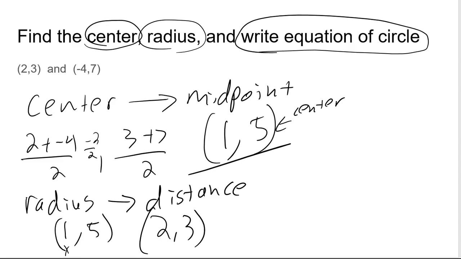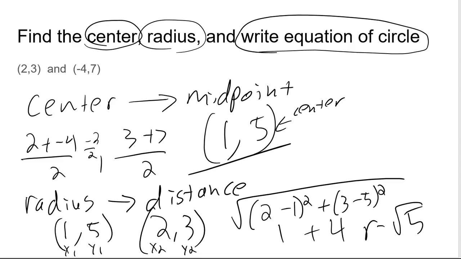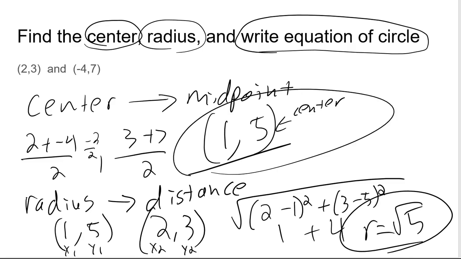So I'm going to label x1, y1, x2, y2. Do the square root of (2 minus 1) squared plus (3 minus 5) squared. 2 minus 1 is 1. 1 squared is still 1. Plus 3 minus 5 is negative 2. Negative 2 squared is 4. So my answer is the square root of 5. I'm going to leave it as the square root of 5, and I'll show you why in a second.